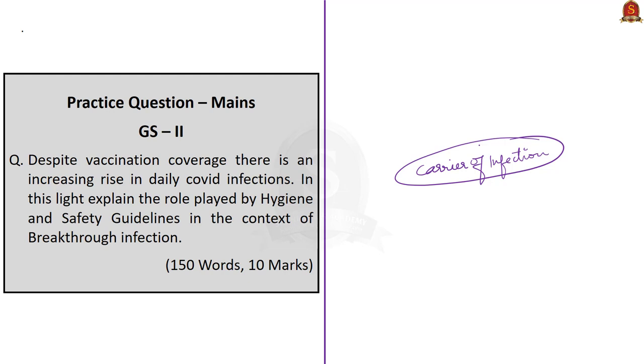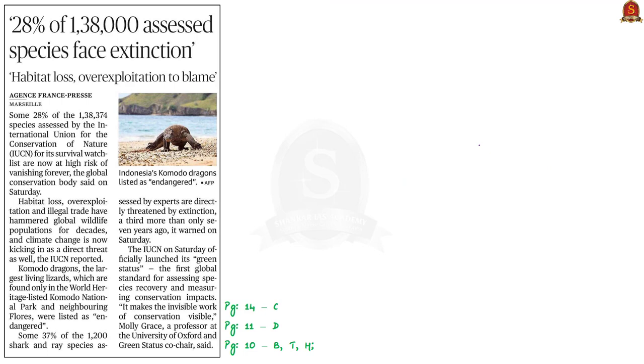Now look at this article. See, recently the IUCN has assessed some 138,374 species, and it is found that 28% of this number are going to become extinct. So what are the reasons for this? According to the IUCN report, habitat loss, overexploitation, illegal trade and climate change are threatening the wildlife. So this is the reason why they are becoming extinct.